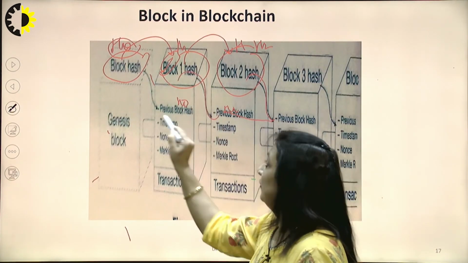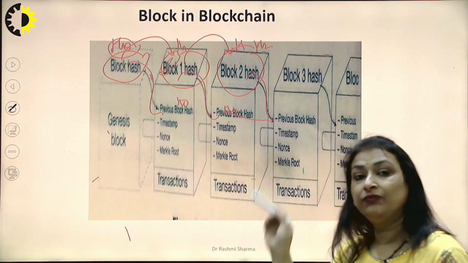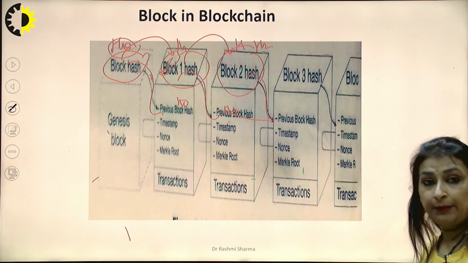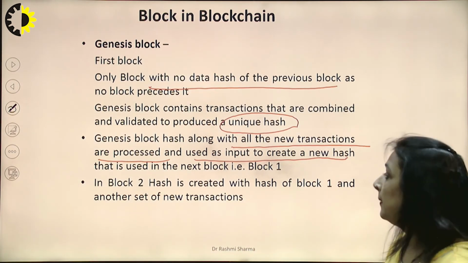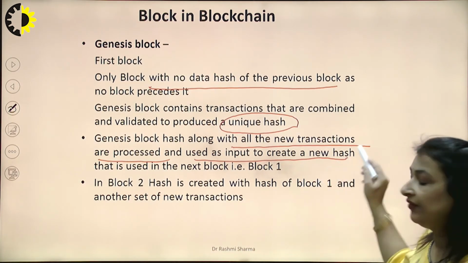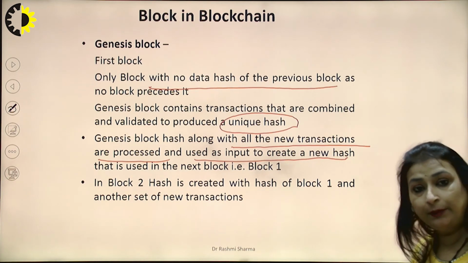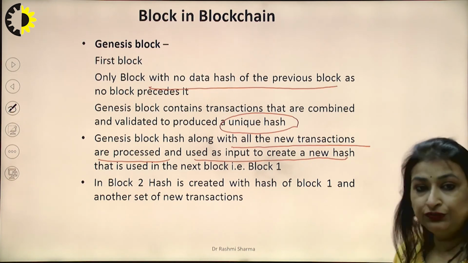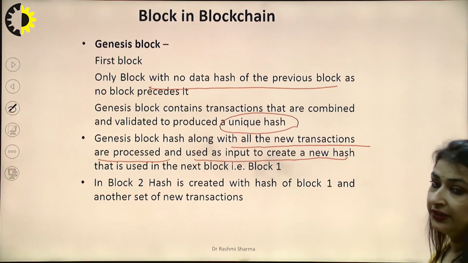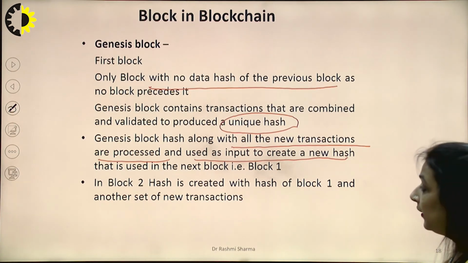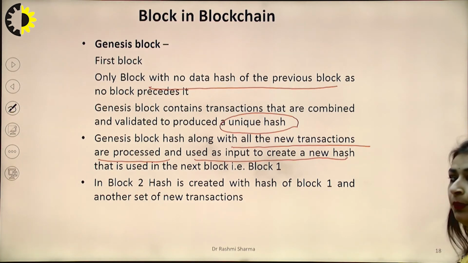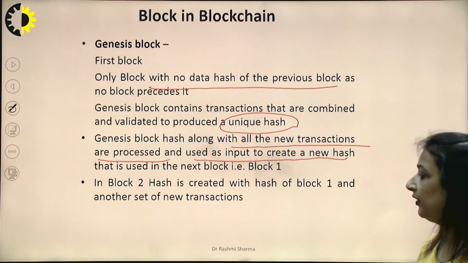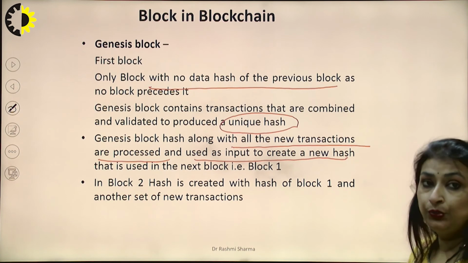This way, we have to traverse back from the previous block, and we can see what data is there in the genesis block. In the genesis block, new transactions are processed using a particular hash value, and that hash value acts as an input to the next block, that is block 1. The header hash created by block 1 will act as an input to the hash created for block 2 in the new transaction.